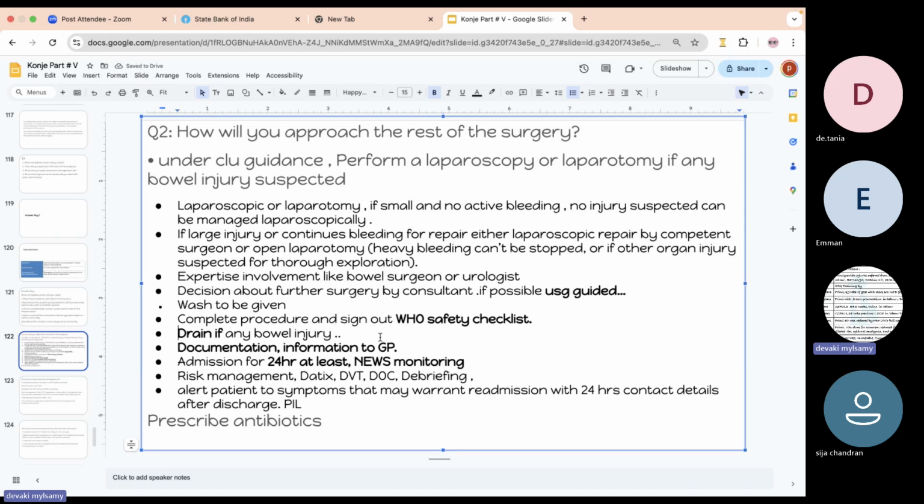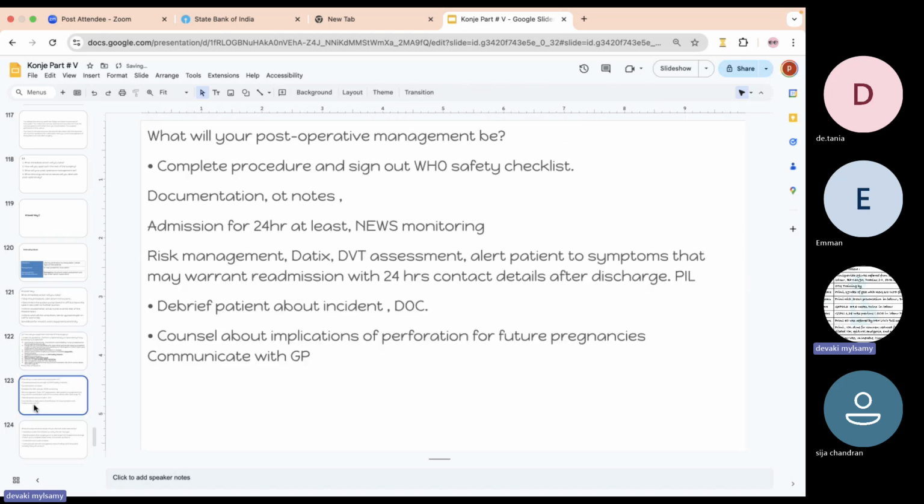So here, once you are going to plan, if it is laparoscopic also, laparotomy also, your signing off of the situation is very important. Documentation, information to GP, admission for 24 hours at least, NEWS monitoring. So this was your post procedure care, which is again mentioned in the next, prescribe antibiotics. So this is another point which we need to mention here.